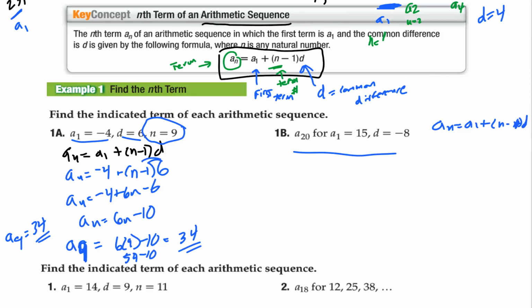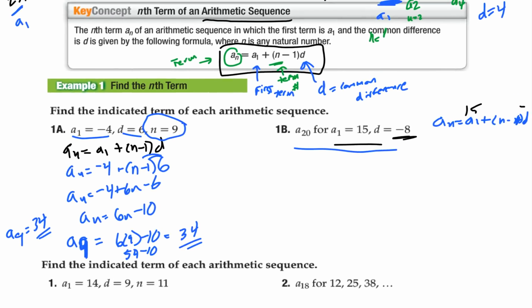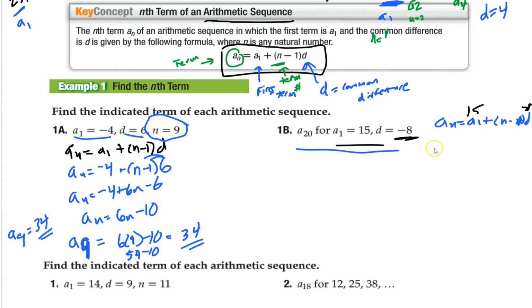And then we have everything we need. We have a1 is 15. The common difference is -8. And I get a_n equals 15 plus (n minus 1) times -8. Let's distribute now. This is -8, so we're going to multiply it out. -8 times n is -8n, and -1 times -8 is +8. Add up the like terms, and I get -8n plus 23.